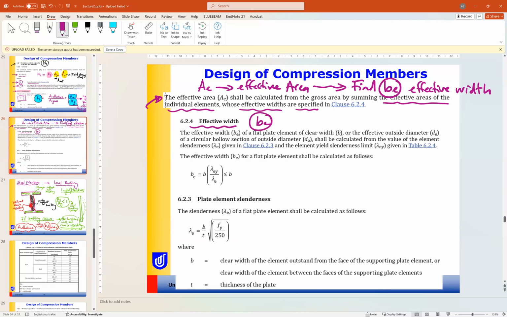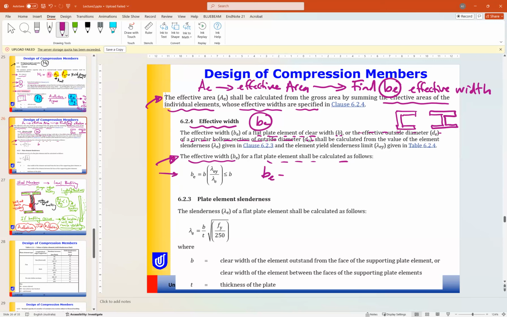BE using the formula for flat plate element with clear width B and effective outside. We don't care about the circular hollow section now. So for the member with flat plate like I-beam or channel and so on, all these elements, you can use this formula. The effective width BE of flat plate will be calculated using this formula here.